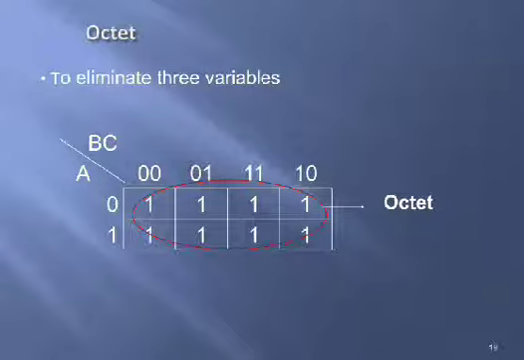Octet is nothing but a group of 8 cells. If you group all these 8 cells, a is eliminated, and b and c, all three variables, are eliminated, so the output function will become 1. F of a, b, c will become 1. There are no variables at all in the given function.